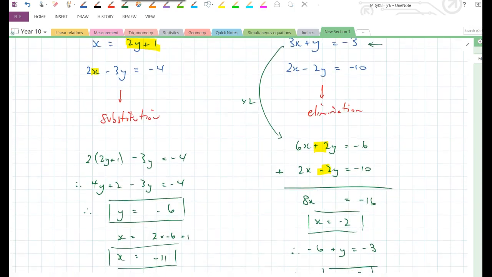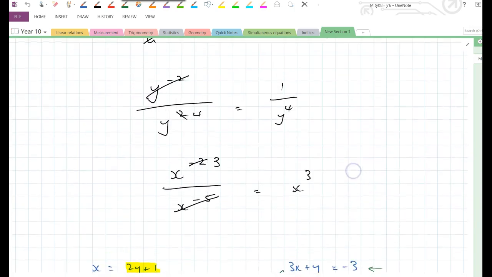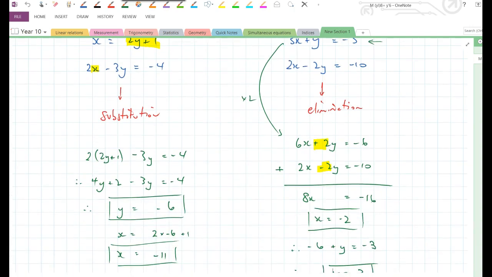Okay, hopefully that helps you with a few of the harder index questions, and also sorting out in your own mind what sort of method you're going to use when you're solving simultaneously.